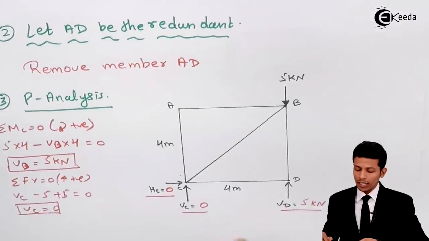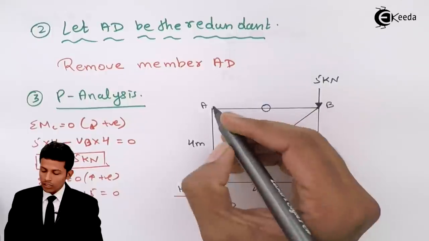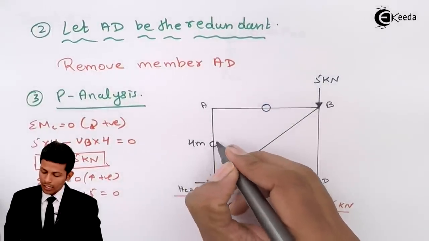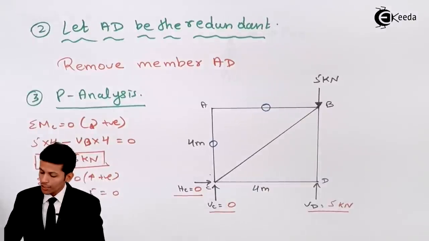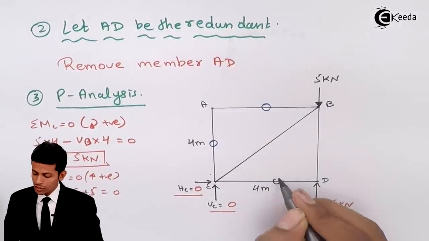So you will update over here, there is no load over here, that's why it will get 0. There is no load over here, that's why this value will directly be zero. Now see at joint D, here is no load, since this is zero.